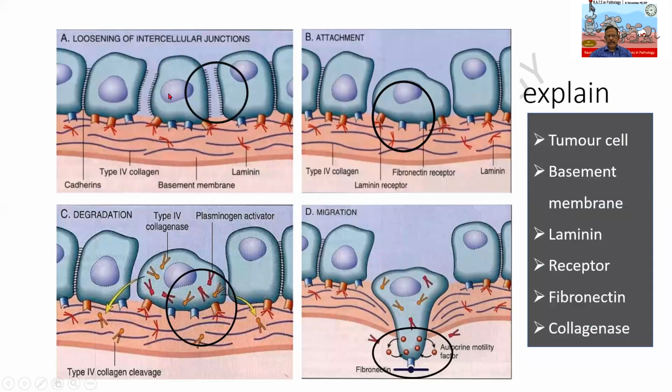I'm repeating it again. You find in the first slide, there is a kind of loosening of the intercellular junctions. Second one is there is an attachment of the laminin to the laminin receptors in the collagen or the basement membrane. And then there is a secretion of the collagenase which starts digesting the collagen. And finally, there is the traversing of the collagen by means of the tumor cells.